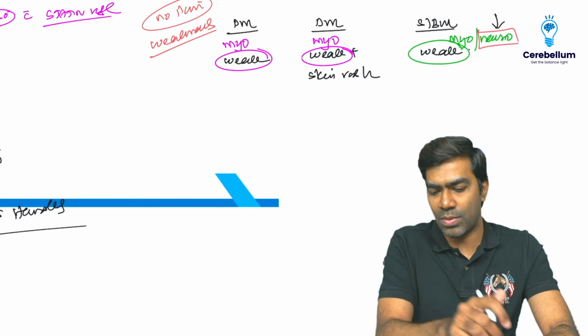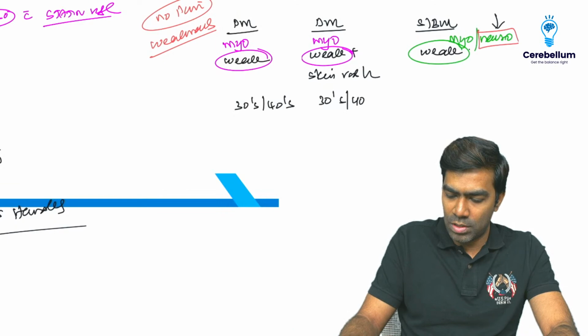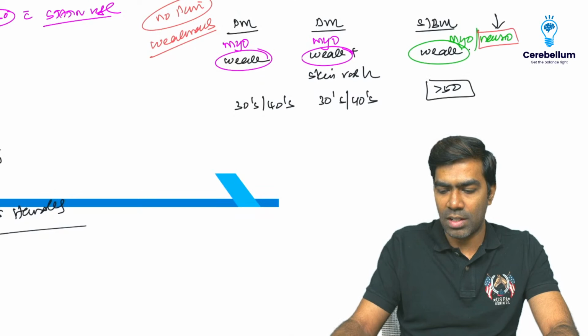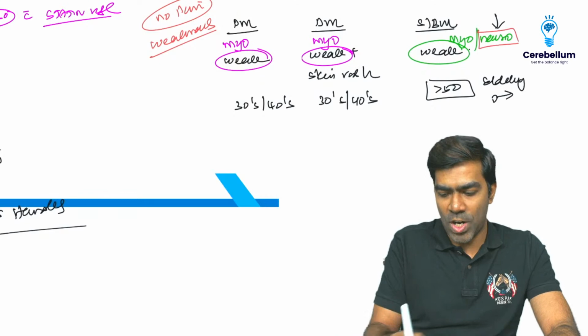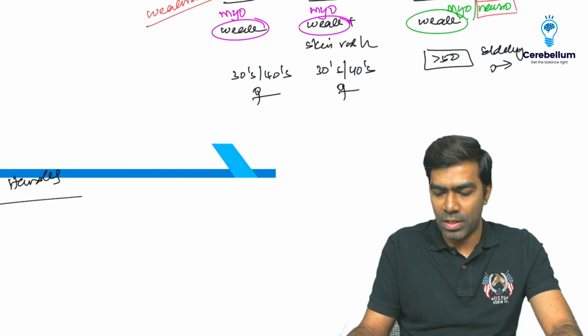And what about the age? Age will be 30s and 40s for both polymyositis and dermatomyositis. But in sporadic inclusion body myositis, age is going to be more than 50. Elderly people, typically elderly men, will be affected. Most of the dermatomyositis and polymyositis patients will be females, but sporadic inclusion body myositis will be males, elderly males.